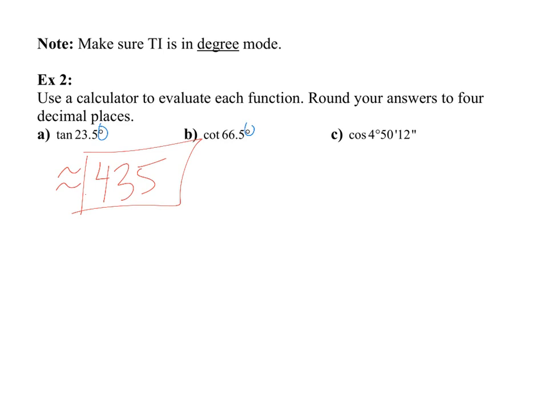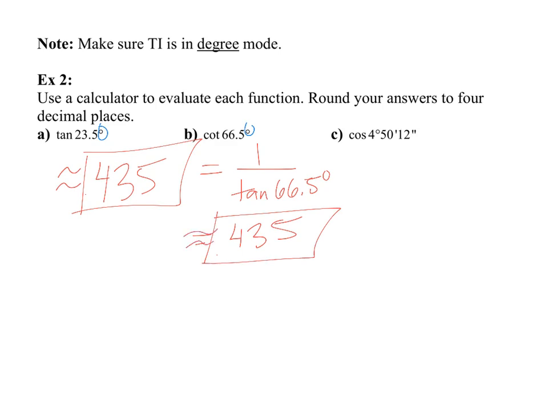And for cotangent, you don't have cotangent on your calculator, so what do we do? We'll use the reciprocal property. You can rewrite it as tangent of 66.5 degrees. Plug that in your calculator, and that's approximately equal to 0.435.